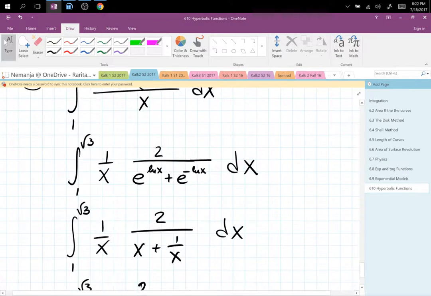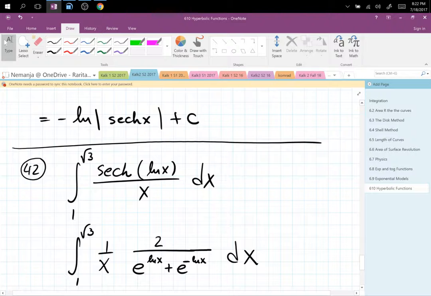Now, you can do this problem, guys, simply by using the u sub, right? u equals ln x, and then du is 1 over x. So it becomes secant u, right? And the integral of secant is? Nope. Negative secant hyperbolic x cotangent hyperbolic x. That's the derivative. The integral is ln of secant plus tangent.